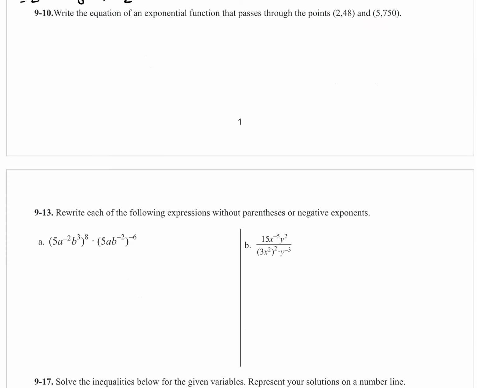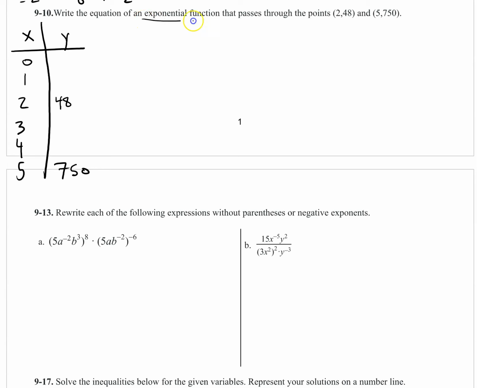9-10. Write an equation of an exponential function that passes through the points (2, 48) and (5, 750). It's always helpful to start with the table, and in that table you should have somewhere where x is 0, that's the starting value. So the only info we have is (2, 48) and (5, 750).